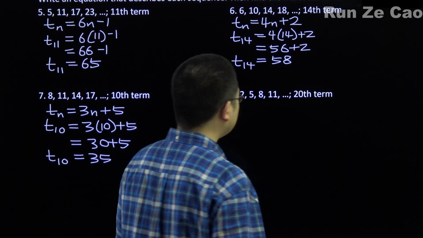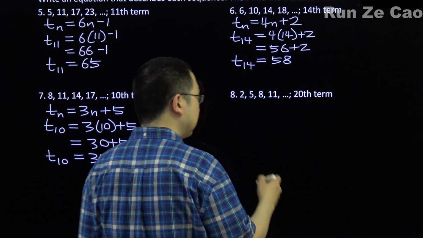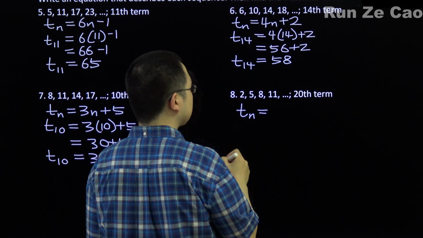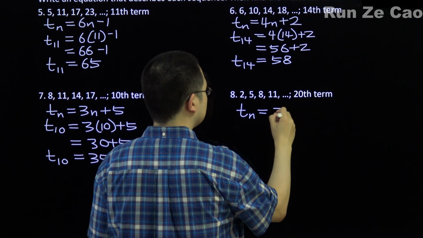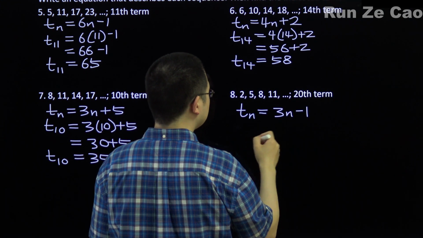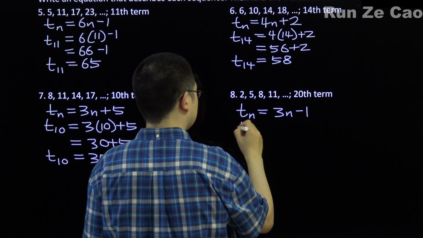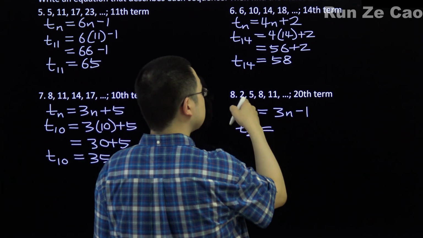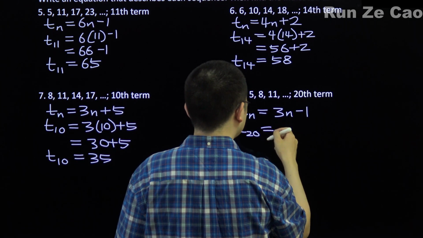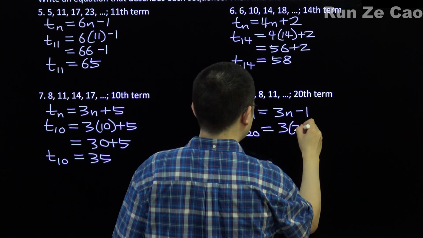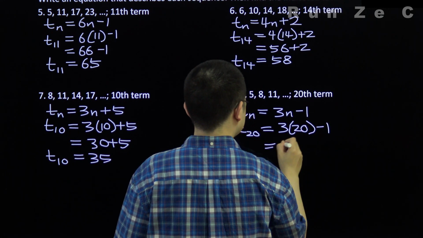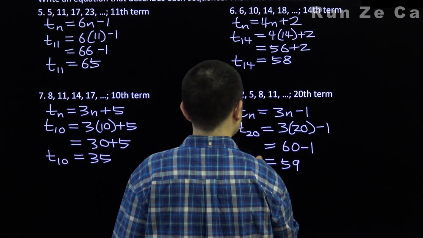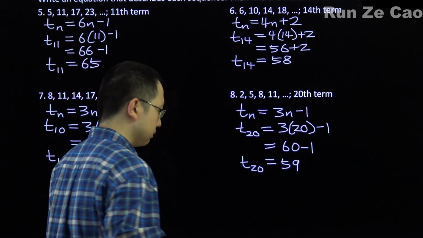2, 5, 8, 11, all the way to the 20th term. You have term n is equal to, oh, each time it's increased by 3. 3n minus 1. So term 20 is, the minus 1 is to make all the terms true. So term 20 is 3 times 20 minus 1. So 60 minus 1 equals 59. Term 20.